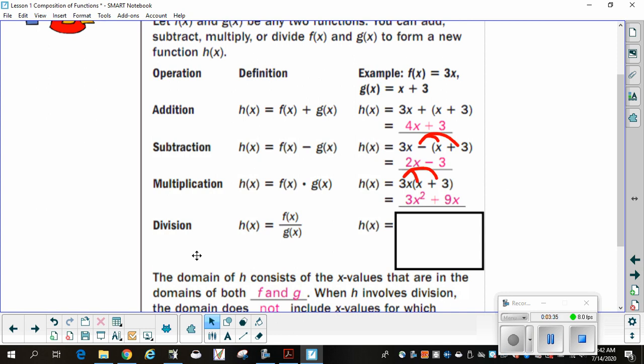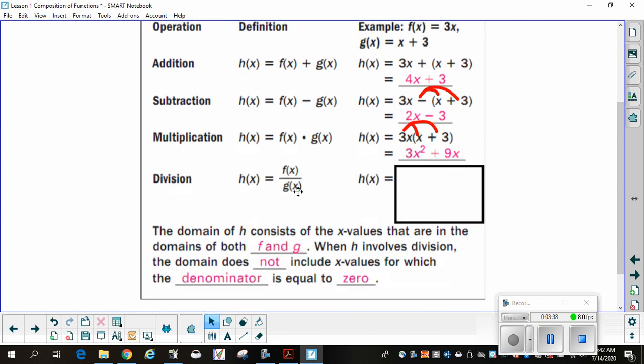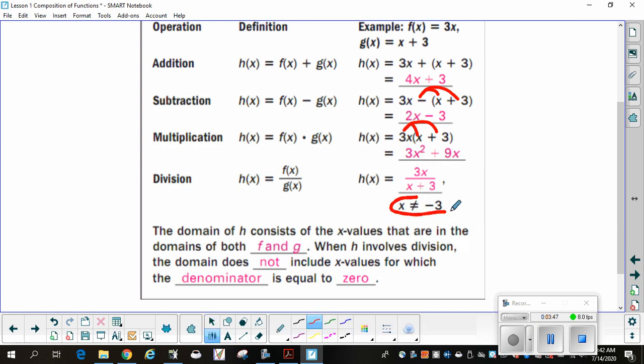Now division gets a little bit funny, okay? Division, we can divide f of x by g of x and get h of x. But notice that I have to add in, remember from polynomials time, this is my restriction. I can divide, pretty straightforward, I just put the function f over the function g, but then I have to state that x cannot equal negative 3 because that would make g of x 0, and since g of x represents the denominator, that would make my new function h of x undefined.